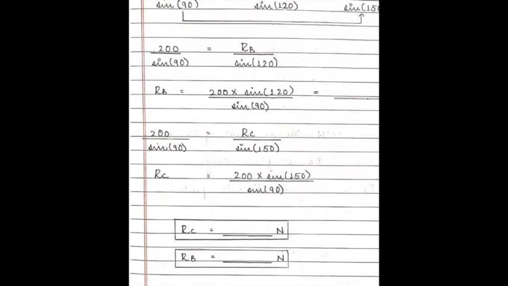Take out your calculator. Equating these two equations, that is cross multiplying. RB is 200 into sine 120 divided by sine 90. RC is 200 sine 150 divided by sine 90. I think everyone got the same answer. RC is 100 and RB is 173.